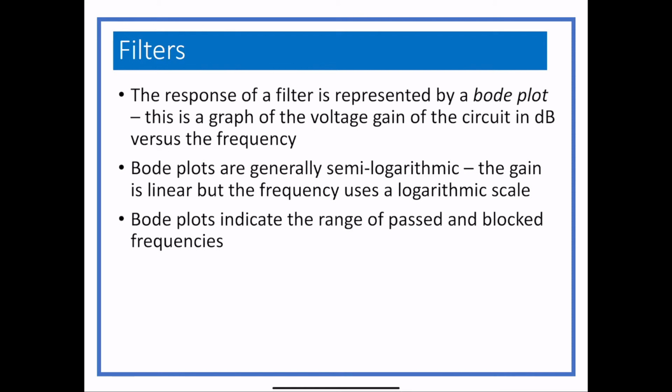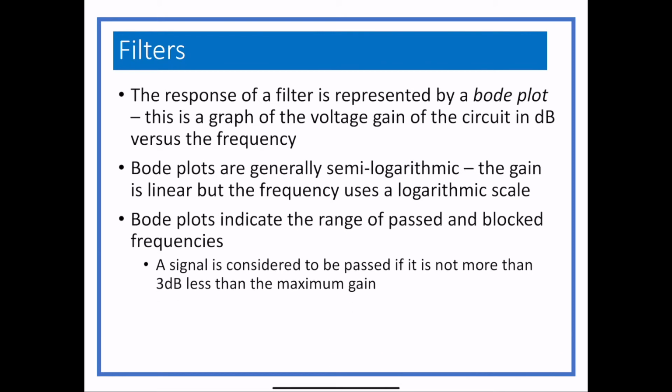Where we determine the cutoff of passed signals is if it's not more than 3 dB less than the maximum. So if the maximum signal coming through is 20 dB, once it gets to 17 dB, we consider that to be blocked. We consider 17 dB and up to be passed through, and anything less than that to be blocked.